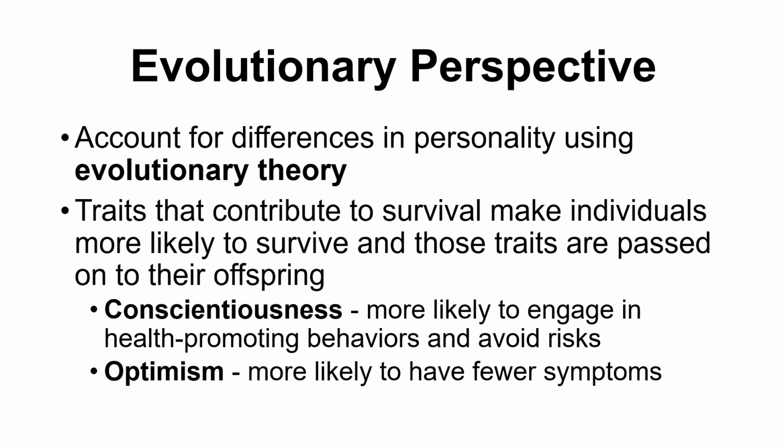Optimism is another one that's beneficial because if we have high optimism scores, we're likely to have fewer symptoms when we're sick and also to recover and heal a lot faster. So these are two traits that are pretty strongly linked with being evolutionarily successful or having higher fitness. So those are two behavioral traits that are positively associated with living longer.